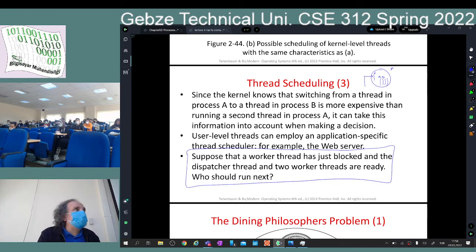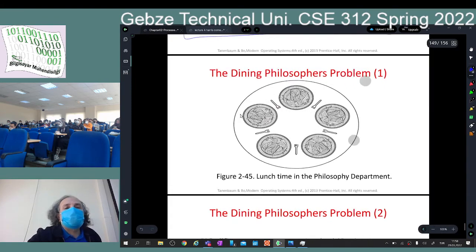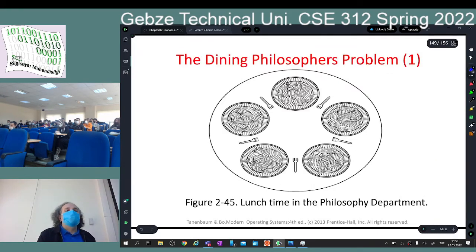Good. Okay, if there are no questions, then at the end of this chapter, there are two classical problems that everybody knows: the dining philosophers problem and the readers and writers problem. I am going to spend my remaining 20 minutes on these two problems. The dining philosophers problem has nothing to do with philosophy. It has nothing to do with eating pasta. It has nothing to do with hygiene, etc.